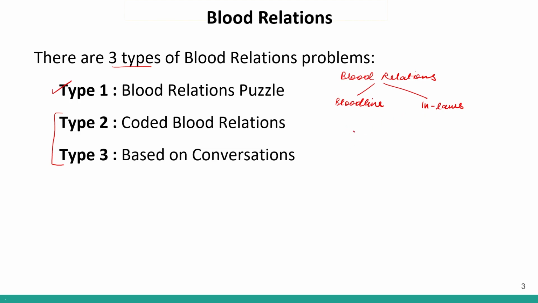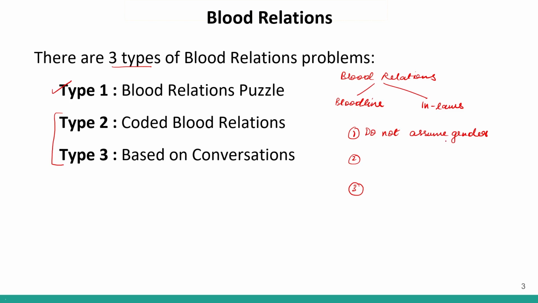And I've told you three important points to remember while solving questions on blood relations. The first point was to never assume any gender. Until and unless it is specifically mentioned in the question, or you can derive it based on the data that is given in the question, you cannot determine the gender. You cannot assume the gender based on name.